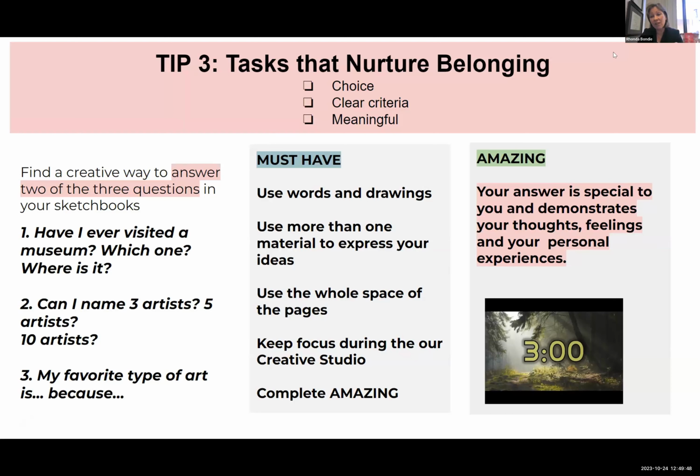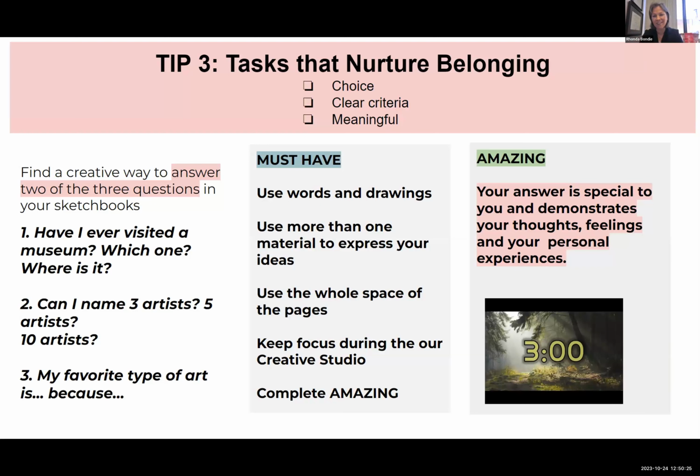And then I always like to have an amazing criteria, which I highlighted in pink, which usually has to do with how it's amazing when the response is unique to you. It shows your growth. It shows something new that you tried. It shows something that you're interested in. You've done the assignment. That's the must-have. And it's amazing when it becomes personal, when it furthers your own pursuits. So it's great to have some criteria for how did this assignment further your own pursuits. And in this time, your answer is special to you and demonstrates your thoughts and feelings.